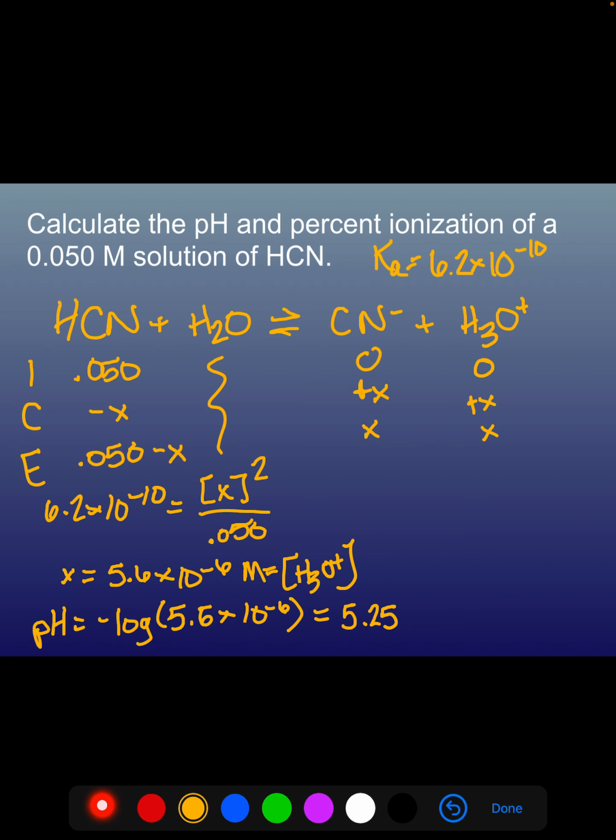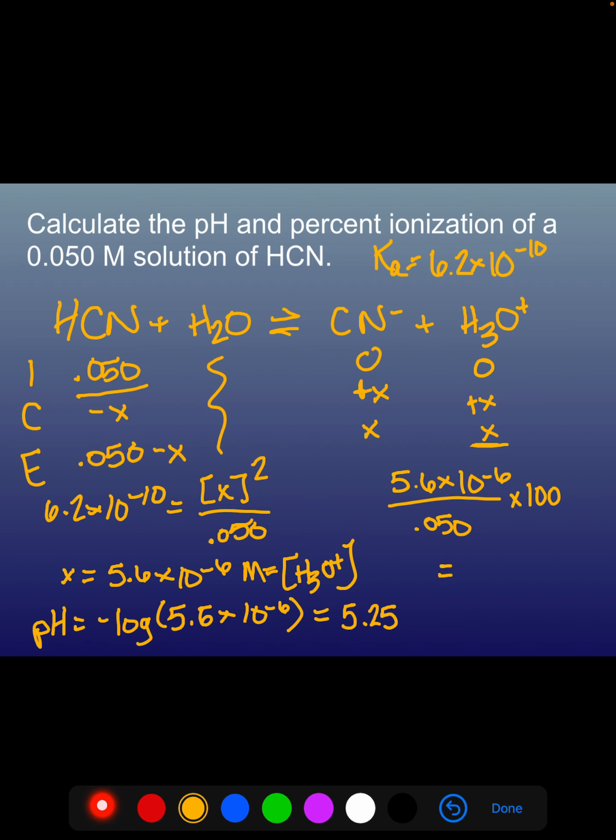So for percent ionization, since this is an acid, you take the concentration of the hydrogen ion, or the hydronium ion, which we said was X, which was 5.6 times 10 to the negative 6th, over the concentration of our original acid, the 0.050 molar. That then gets multiplied by 100 to make a percentage for percent ionization. And we will leave it at 2 sig figs to match up.